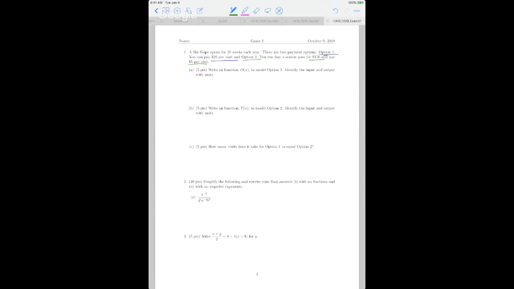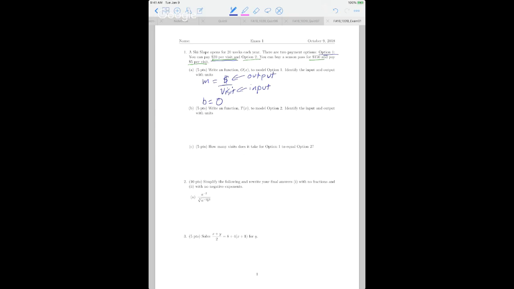So yeah, so let's write down an equation for option 1. So what do we have here? $20 per visit. That's the slope. We know that because it's like a rate. We have M, so the units on M would be dollars per visit. So there's your output, and there's your input. And, well, B is 0, right? We don't pay anything. We don't pay like a membership fee or anything to be part of the ski slope. So we've got an intercept of 0.